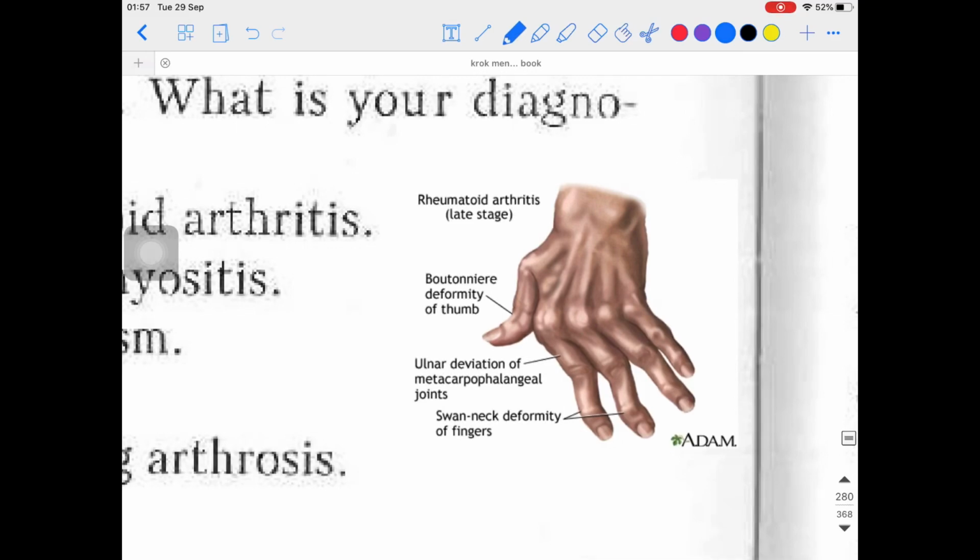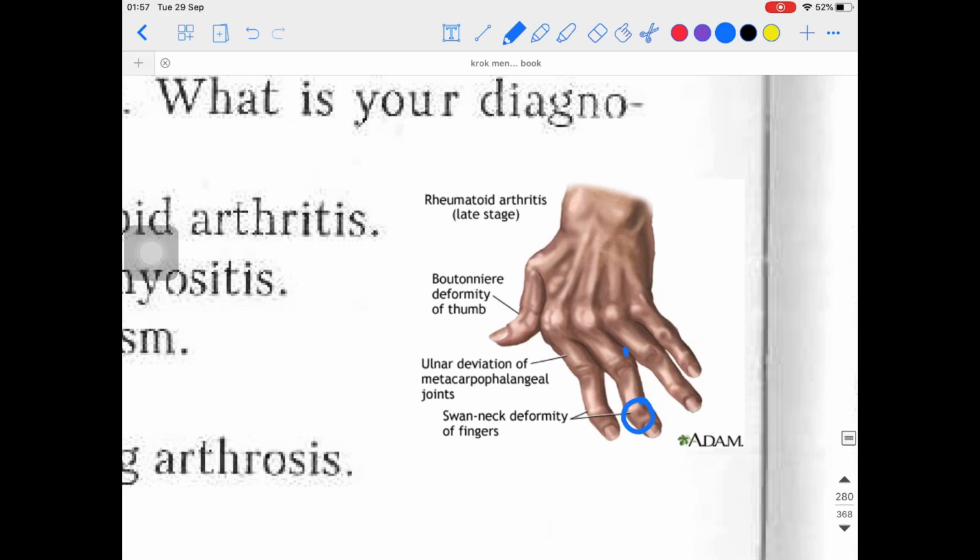In this kind of appearance, swan neck deformity will be seen, and the Boutonniere deformity can be seen there, of the PIP and the DIP. PIP means proximal interphalangeal joint and DIP means distal interphalangeal joint. So these are the distal interphalangeal joints, these are the proximal interphalangeal joints. That is the finding. This is the finding of rheumatoid arthritis, in which you can see the swan neck deformity and the Boutonniere deformity, and you can see the finger deviation.